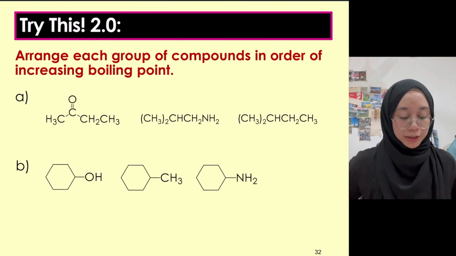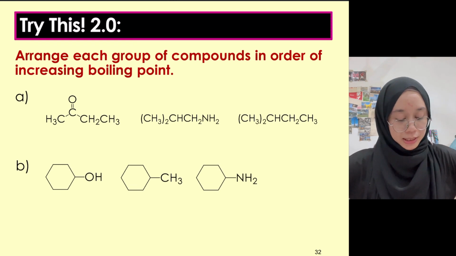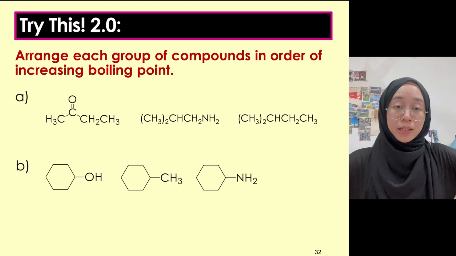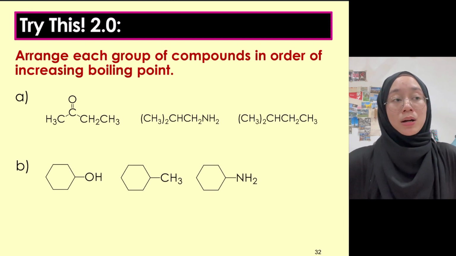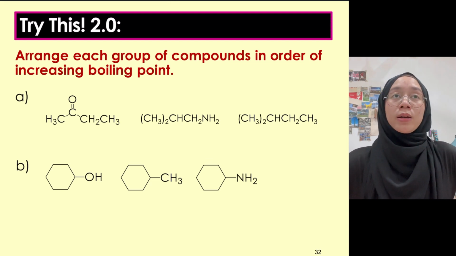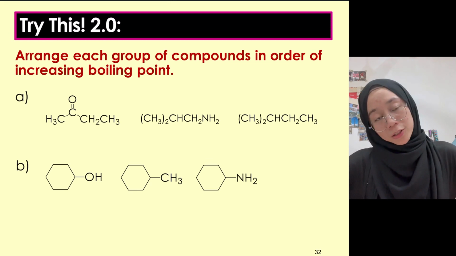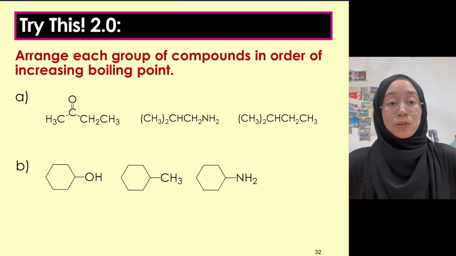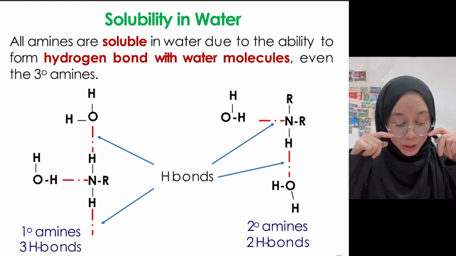Okay, so you can try to do this. Okay, so this 2.0 here adalah pasal kamu kena arrange in order of increasing boiling point. Okay, so sama ada tengok dulu sama ada kalau semua amine, and then try to classify the amine. Kalau lain-lain bukan amine sahaja yang ada, and then kena tengok dia boleh form hydrogen bond ke tidak, and so on. Okay, right, and then kita tengok kepada solubility in water pula kelas.